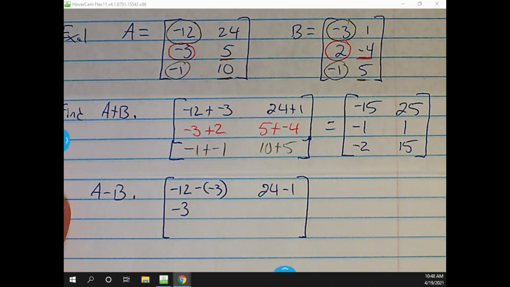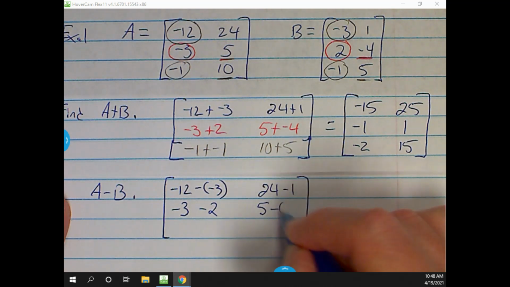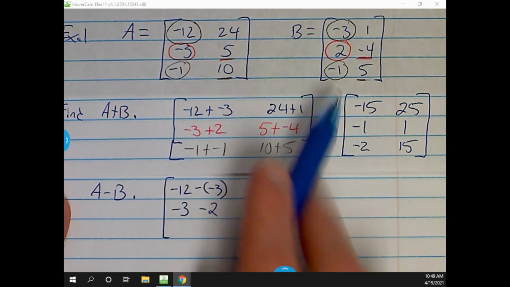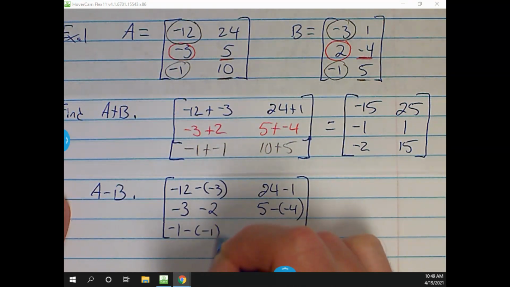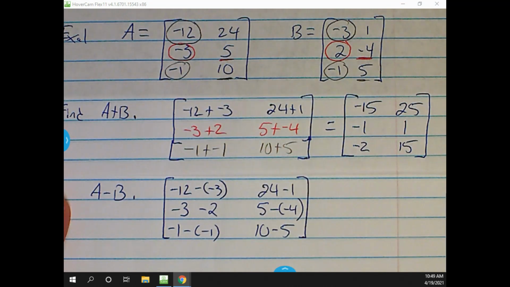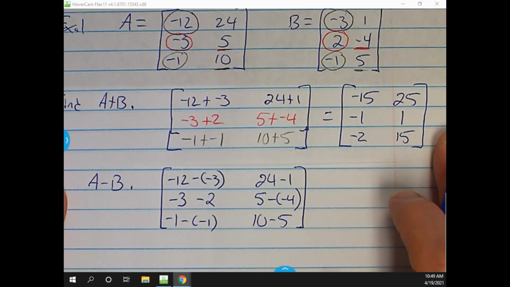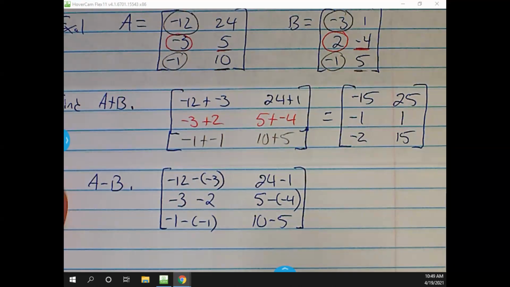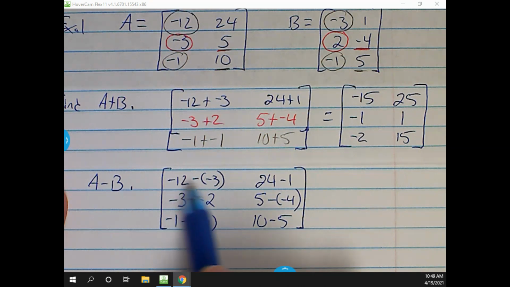All right, if we go to the second row, it's -3 minus 2. And then it's 5 minus -4. All right, last row, it's -1 minus -1. And for the second number, it's just 10 minus 5. Okay, again, the only difference between addition and subtraction is everything up here was a plus sign. Subtraction, everything's just a minus sign. And again, really the only thing that you're going to have to do is where you've got the minus negative, think that that's really -12 plus 3.